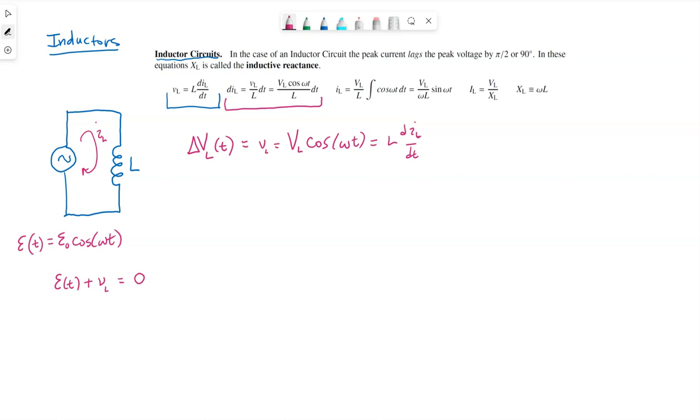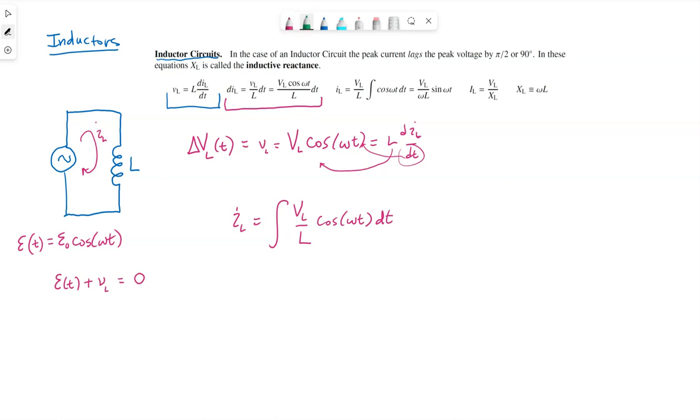To get to our current, if we rewrite, as shown up here, the di is equal to essentially we're dividing by L and then multiplying the dt up. It turns out we can integrate to find the current equation. So we divide by L, we still have the cosine function, we have dt now. We're going to integrate with respect to time.